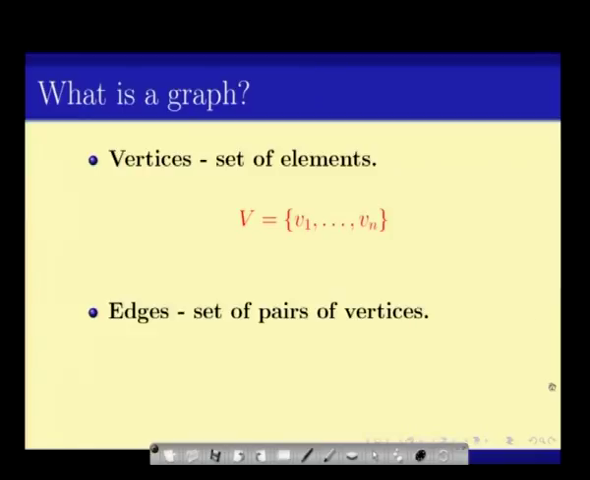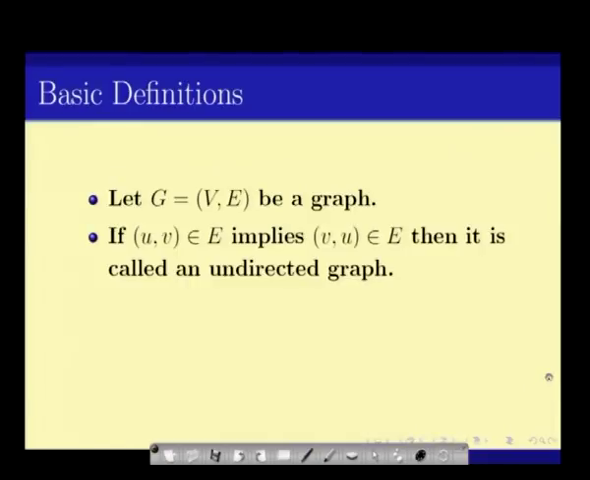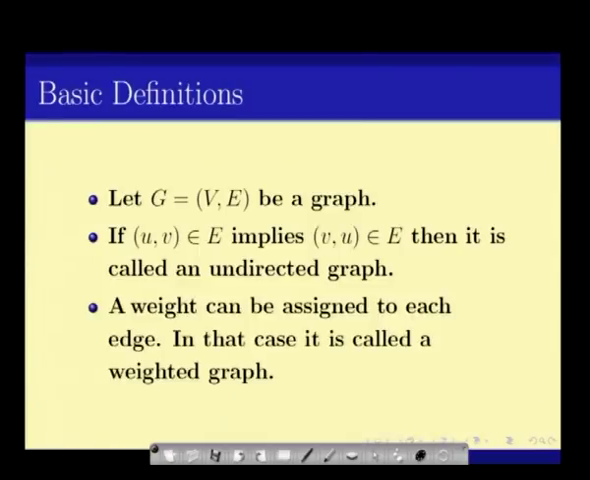a set of edges. Edges are a set of pairs of vertices. Now, a graph is given as G, which is also written as (V, E). V is the set of vertices and E is the set of edges. If uv is in the edge set and vu is also in the edge set, then we call the graph an undirected graph, and a weight can also be assigned to an edge. In that case, we call it a weighted graph.